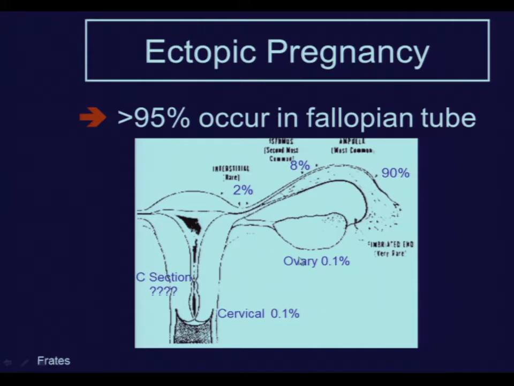An extremely small number of ectopics can be implanted in the ovary or in the cervix, and implantation in a cesarean section scar site is of unknown percentage, but probably increasing as the rate of cesarean section in the United States continues to increase.